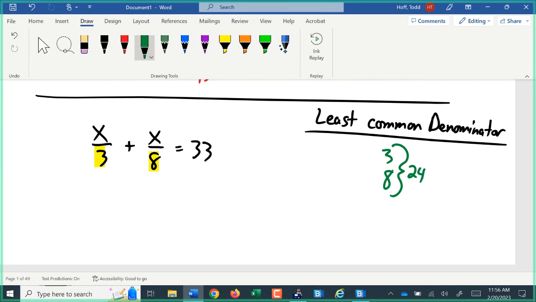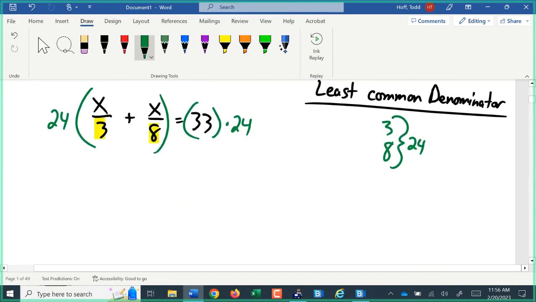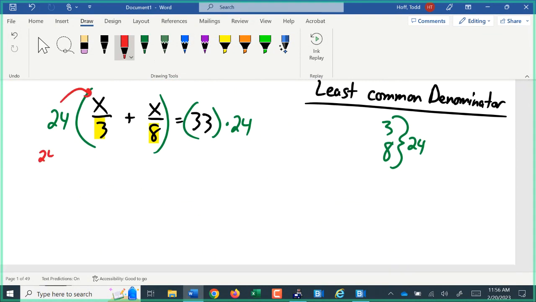Remember, one of our rules of equations is we can multiply both sides by the same number, and it doesn't change the equation. So I can multiply this side of the equation by 24 and this side of the equation by 24. And it shouldn't affect the results of the equation. So on the left side here, we have 24 times x/3. So right, that's 24/1 times x/3. Well, 24 times x is 24x. 1 times 3 is 3. 24x divided by 3 is 8x.